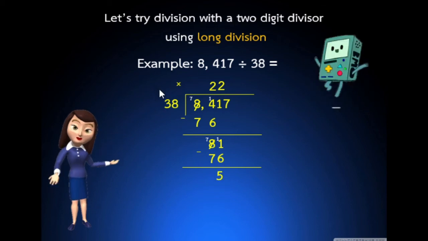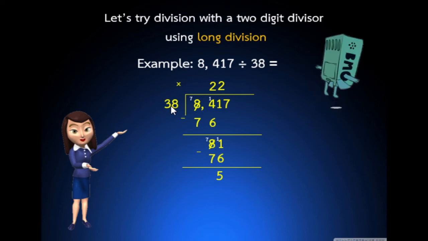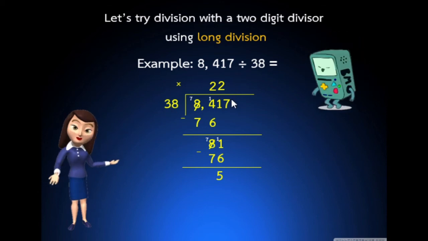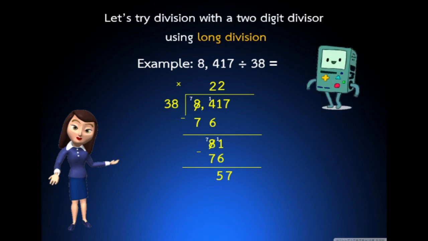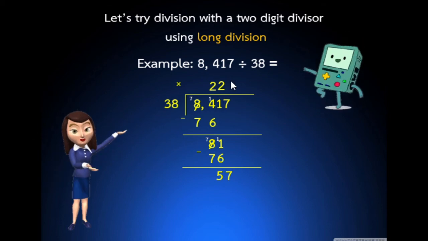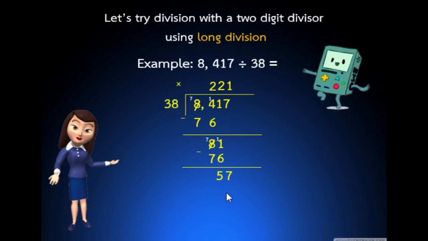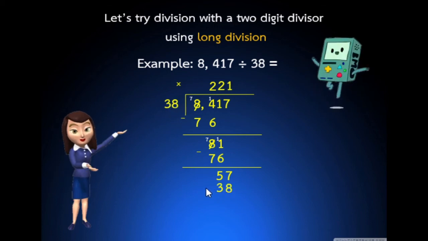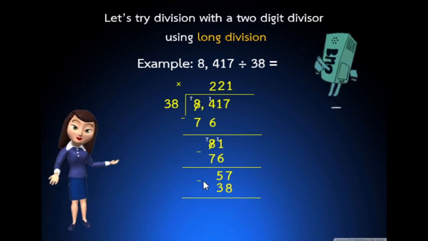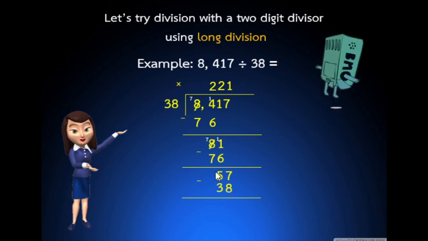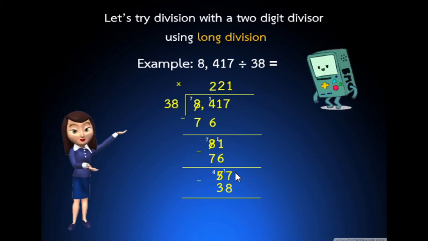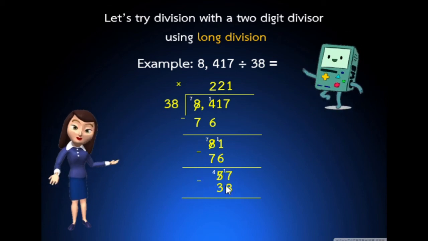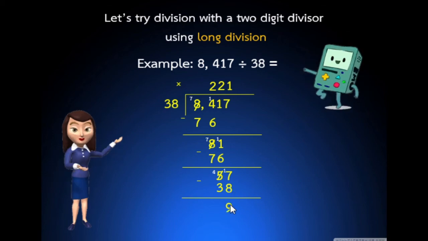So 11 minus 6 is 5. 5 divided by 38 cannot be. So bring down 7. So now we have 57 divided by 38. We have 1. 1 times 38, we have 38. And then do the same process. Minus. 7 minus 8 cannot be. Borrow 1 from 5. 5 becomes 4 and 7 becomes 17. So 17 minus 8 is 9. 4 minus 3 equals 1.